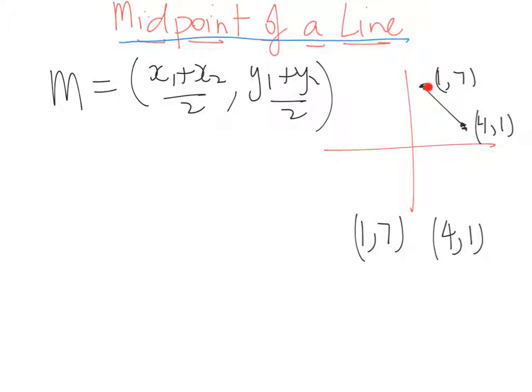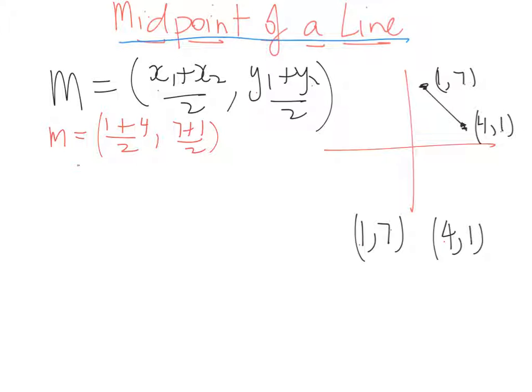So they may give us a line on a Cartesian plane with coordinates, or they may just write coordinates and tell us to find the midpoint of a segment joining those 2 points. So what we do, we substitute our x values into here, our y values into here, and because we're finding halfway, we divide both of those by 2. So in this case, we're going to have m equals x1, which is 1, plus x2, which is 4, over 2, comma, and both y coordinates, 7 and 1, 7 plus 1 over 2.